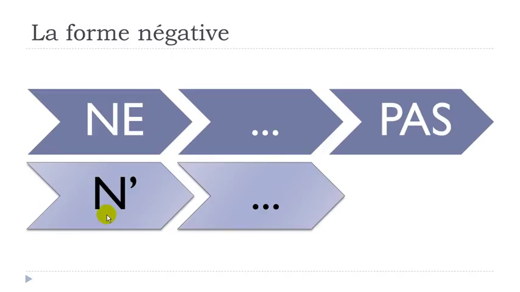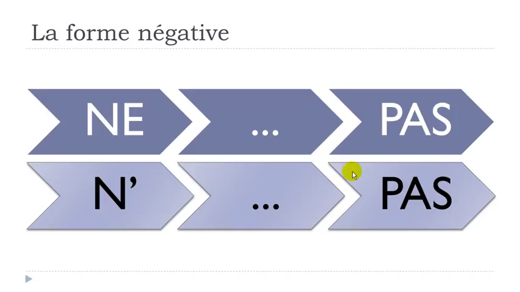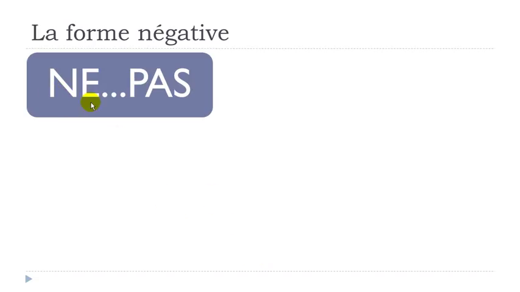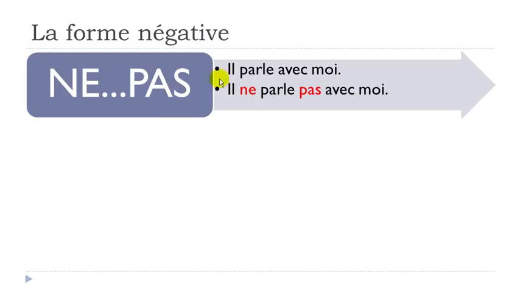Then will come the verb, and after that, it doesn't change, it will be pas. Alright, so let's see a few examples now. So, for ne pas, if you get a sentence like, il parle avec moi. So, il parle, he is talking, avec, with, moi, me. Remember this moi, we introduced that in this unit and it was a pronom tonique. Okay, il parle avec moi.